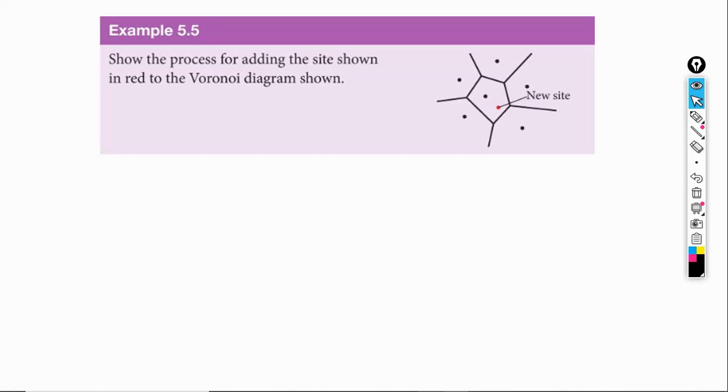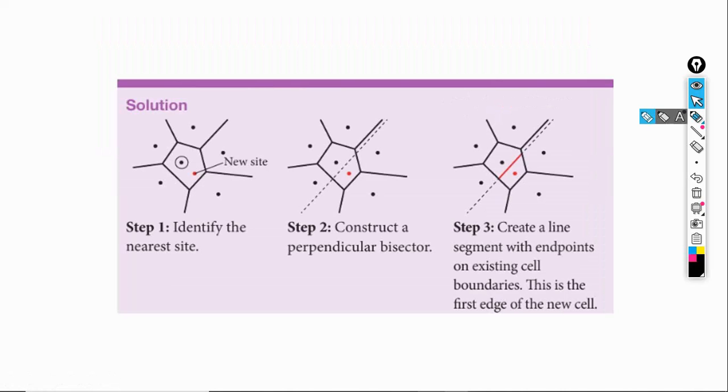Okay, so in example 5.5, they ask to show the process for adding the site shown in red to the Voronoi diagram. So basically we're going to see the process of building new walls or new edges for this site. Notice here that the first step is simply to identify the nearest site. In this case, we identify this one. Step 2, add a perpendicular bisector, which you do as a dotted line. And then the third step is that you use that perpendicular bisector to create a line segment, but the endpoints are going to be on existing cell boundaries. So you go from this cell boundary down to this one, and you simply build that edge.